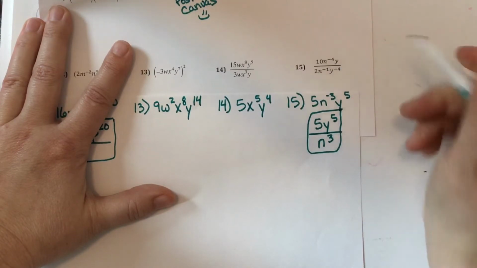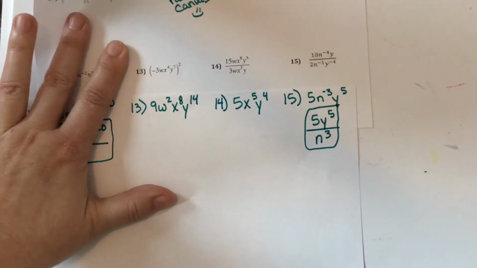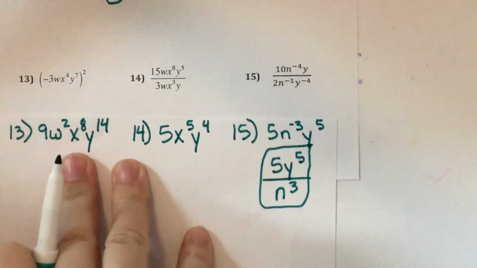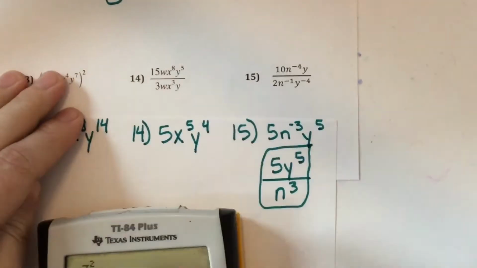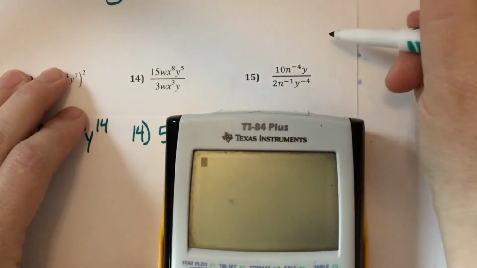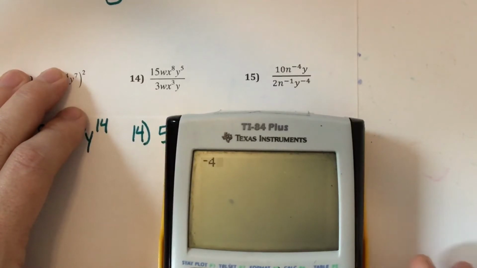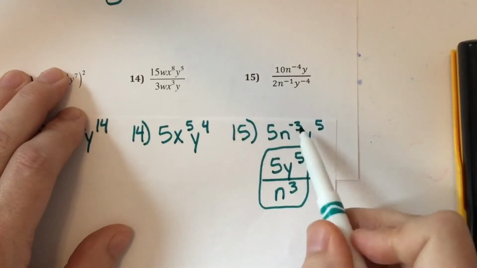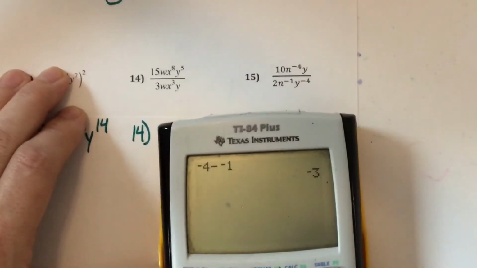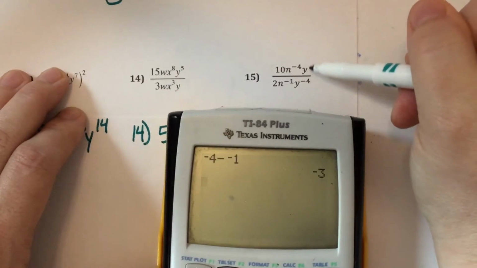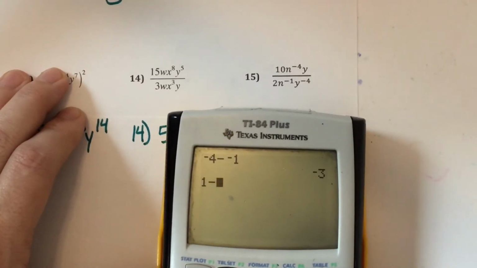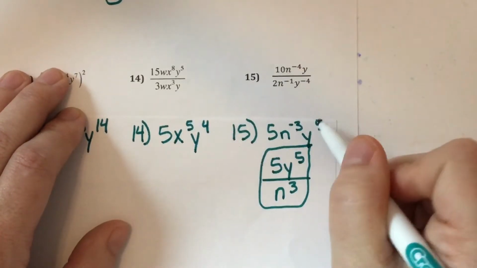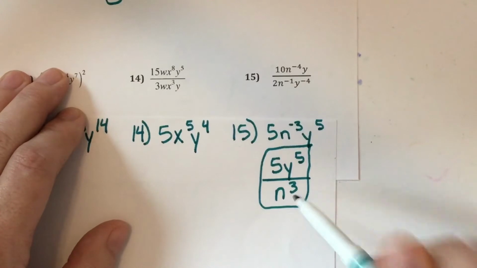Now, be careful with your negative exponents. If you're struggling, then I suggest putting those in your calculator. So I'm just going to show you on number 15 if I had to use my calculator to help me. I would take the top exponent, negative 4, and subtract the bottom exponent, negative 1, and I get a negative 3. So that's where my negative 3 came from. And then, like this one, I take the top exponent, which is a 1, and then minus the bottom exponent, which is a negative 4. And that's where my positive 5 came from. And then if something has a negative exponent, you got to move it.